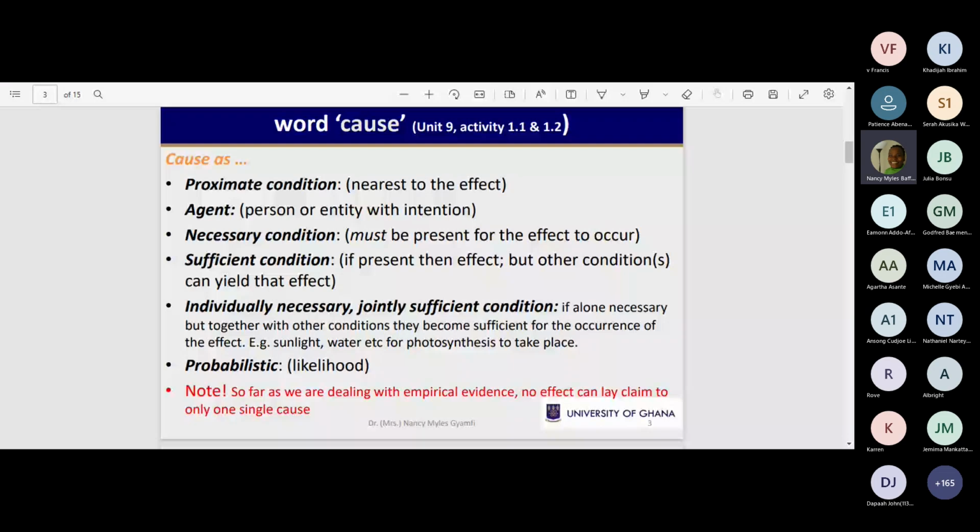If you hear bad news, it can lead to a heart attack, I think. Just as too much salt intake can also lead to a heart attack or pressure in the heart. Therefore, these are sufficient to bring about the effect. But if it is a necessary condition, it means whenever I see the effect, I have to immediately assume that the necessary condition has already happened.